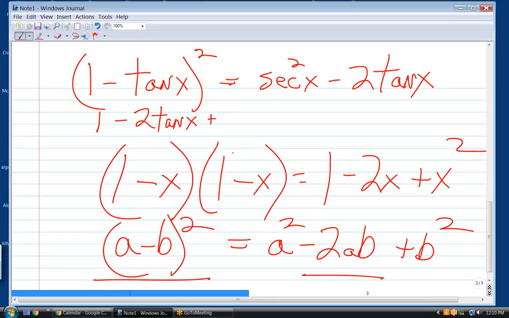Plus what? Tangent squared, negative tangent squared? No. Well, again, it'll cancel out. In other words, you can FOIL it every single time, but what I'm suggesting is that you're going to come across this so many times that it's really worth memorizing. So you don't have to FOIL it every single time. When you memorize this, it's a squared minus 2ab plus b squared. Well, that translates to 1 minus 2 tan x plus tan squared.